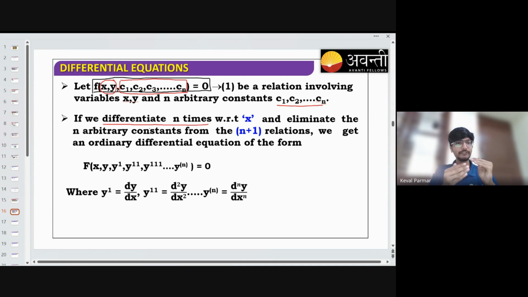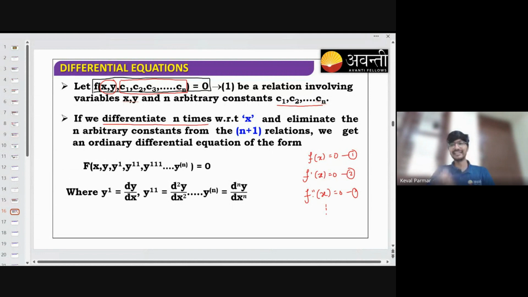Every time I differentiate, I would be getting one equation. For example, I have an equation f of x equals to 0. This is the given equation. If I differentiate, I'll get f dash of x equal to 0. This will be the second equation. If I differentiate again, I'll get f double dash of x equal to 0. This is the third equation and so on. We have to keep doing this as many times as there are arbitrary constants.